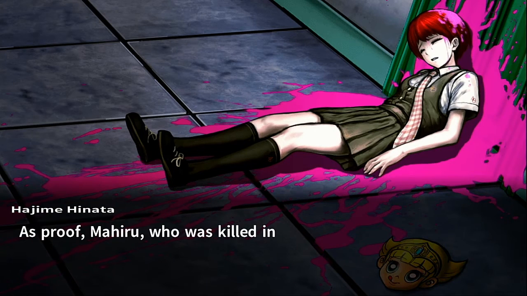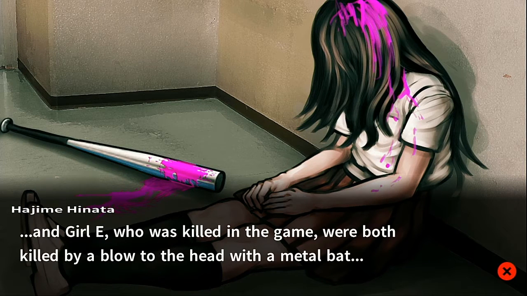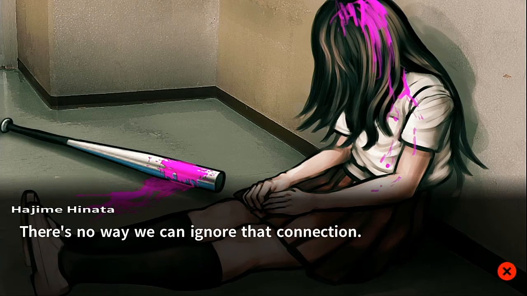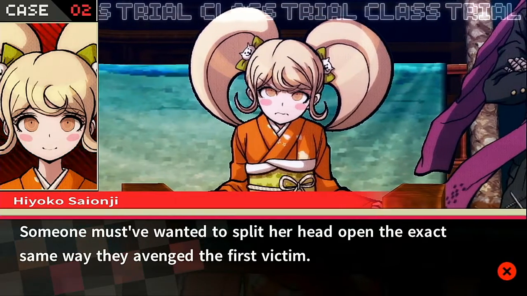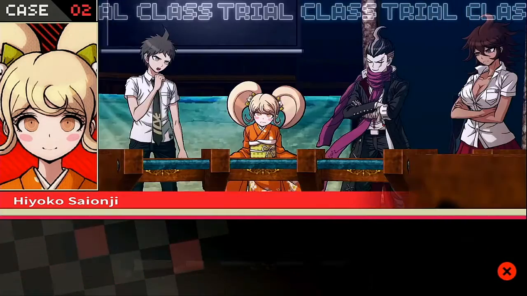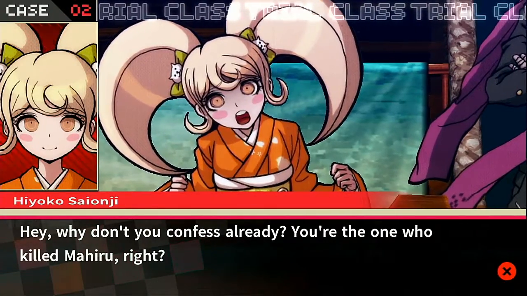As proof, Mahiru, who was killed in the beach house, and Girl E, who was killed in the game, were both killed by a blow to the head with a metal bat. There's no way we can ignore that connection. Someone must have wanted to split her head open the exact same way they avenged the first victim. Hey, why don't you confess already? You're the one who killed Mahiru, right?